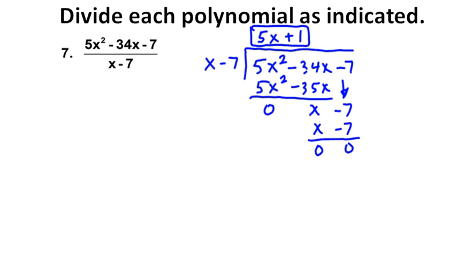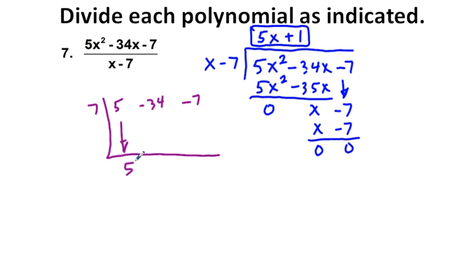And in synthetic division, just to quickly check, I'm going to write this. We're going to put in 7 here, 5, negative 34, negative 7. We bring down the 5, which is going to be 5x.